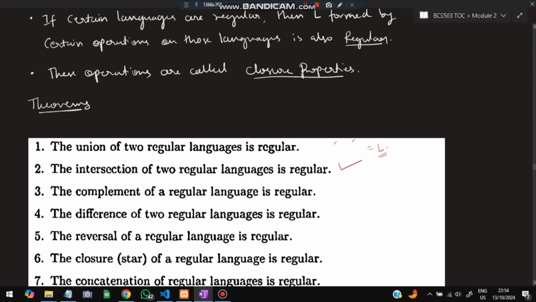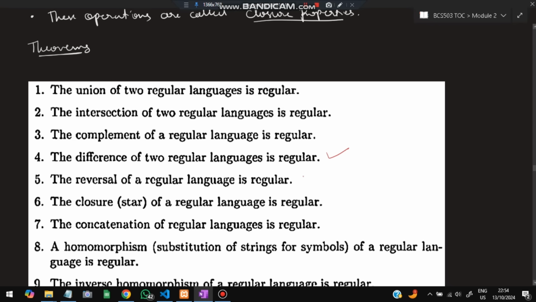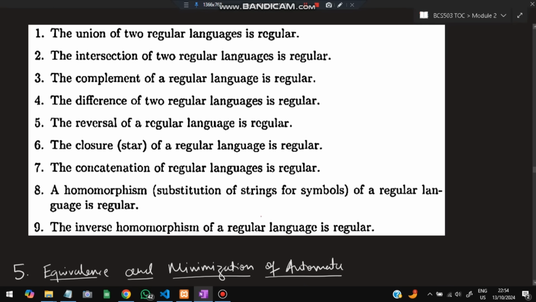The intersection of two languages is regular. Complement is also regular. Difference is regular. Reversal, closure, concatenation, and homomorphism, which means substitution of strings for the symbols, are also regular. Inverse homomorphism is also regular. So these are the 9 closure properties which are there for regular languages.